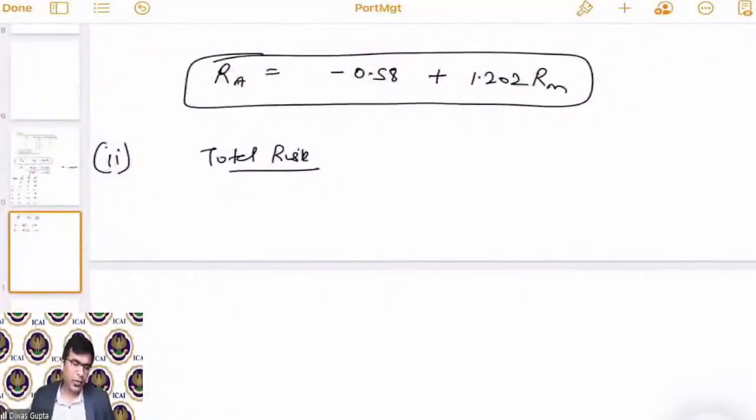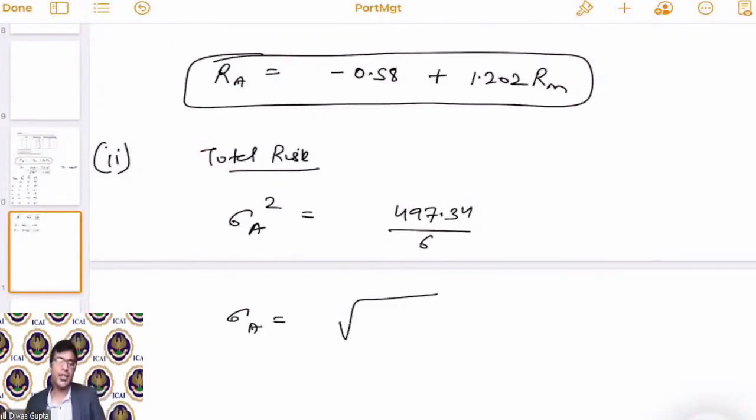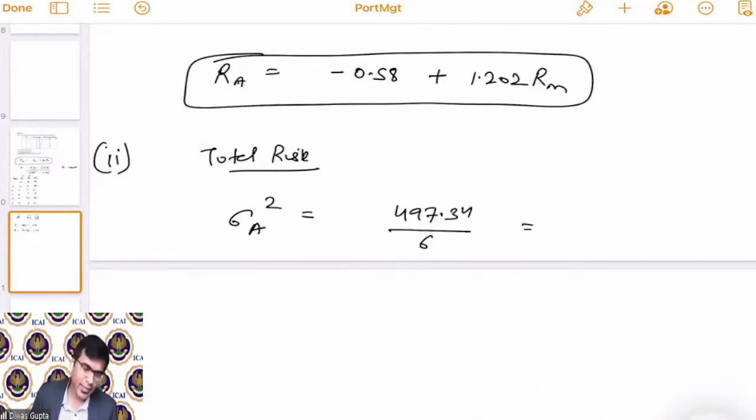Now we can just calculate the total risk. Total risk for A security will be 497.34 divided by 6, taking this as a variance, and the risk will be standard deviation, which is a square root of variance. Okay, I think as of now there is no need to convert it into the standard deviation. We can just take the variance. So it comes as 82.89. This is what the variance is.